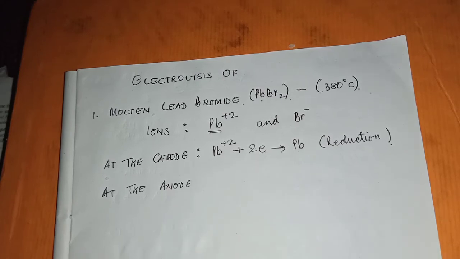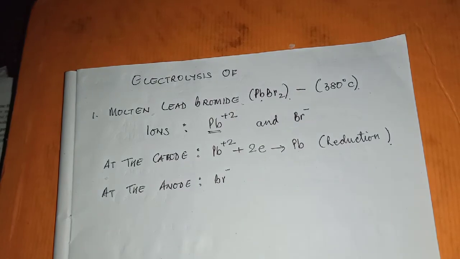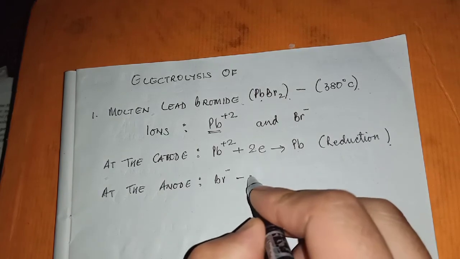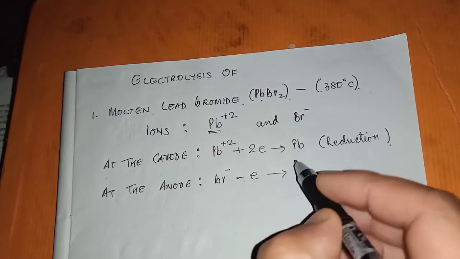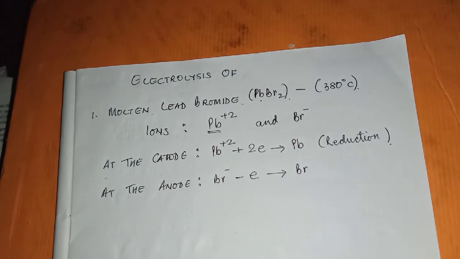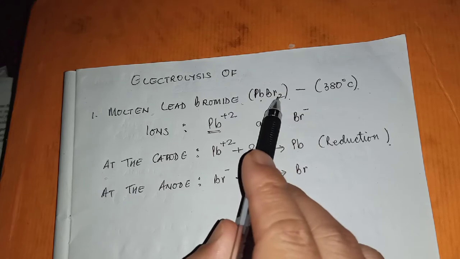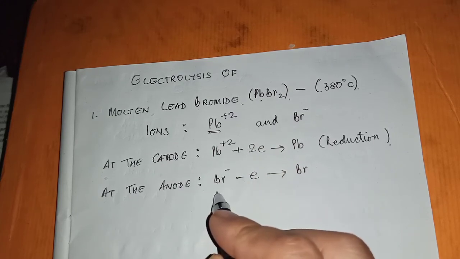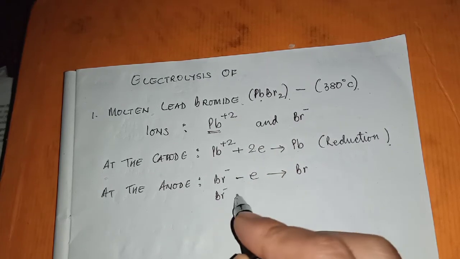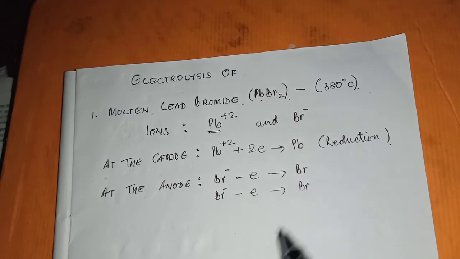Now the reaction at the anode will be, bromide ion will move towards the anode, and over there at the anode it will lose 1 electron and will convert into a bromine atom. Now we know that bromine cannot exist in atomic form. It is a diatomic molecule. Therefore, there are two bromine atoms in the formula of lead bromide. So another bromide ion also comes towards the anode, loses an electron, and also converts into a bromine atom.